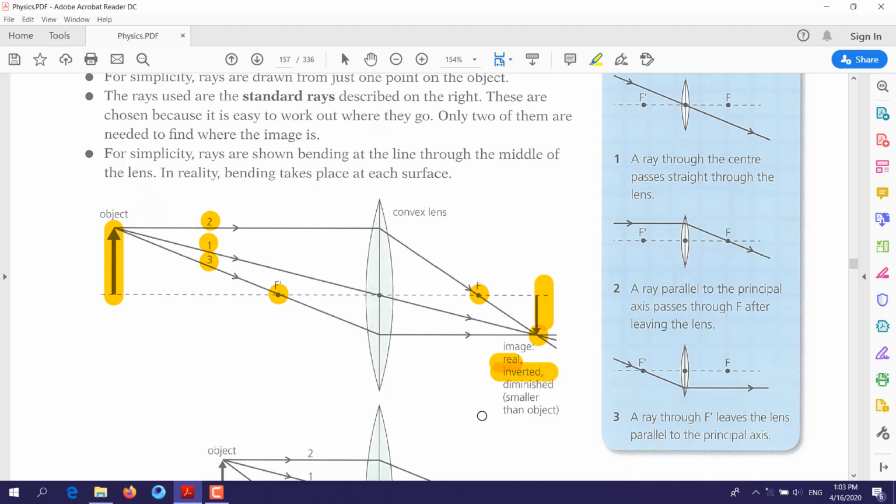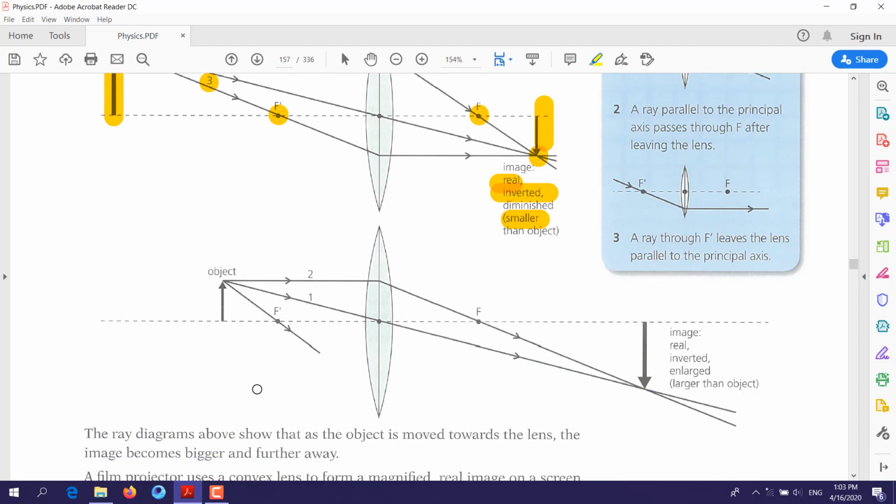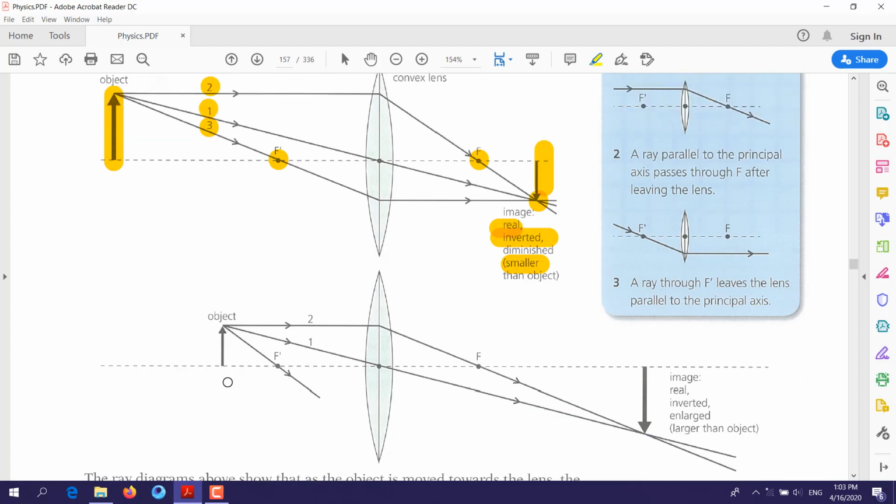Inverted, and also it's what? It's smaller. See how much it is? For example, let's say if this is 1 centimeter, here it should be less. Now, what happened here? The object is what? Smaller here. And what else? It's closer to the lens. When the object is smaller and closer to the lens, again, what happened?